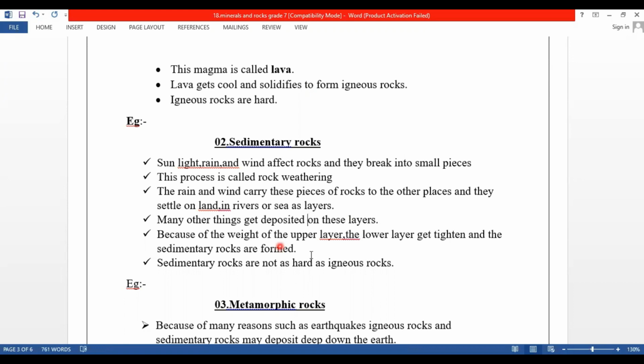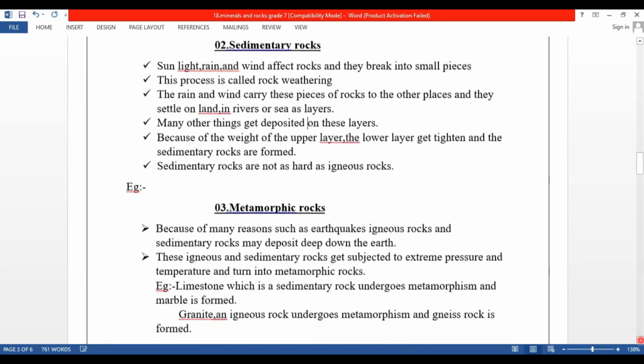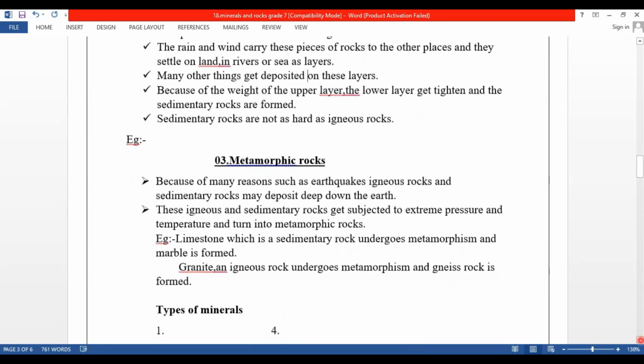Sedimentary rocks are not as hard as igneous rocks. They are not very hard because they form because of the weight of the upper layers. So they are not as hard as the igneous rocks.